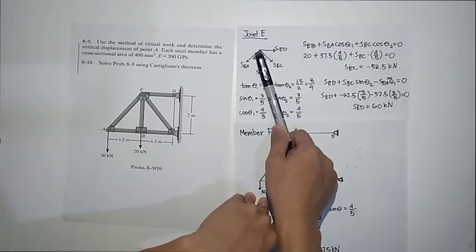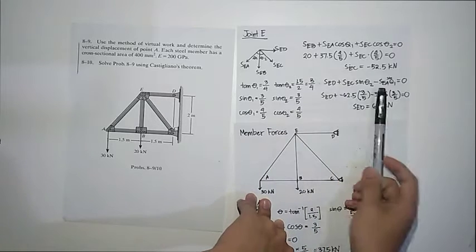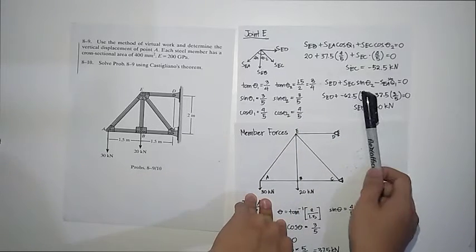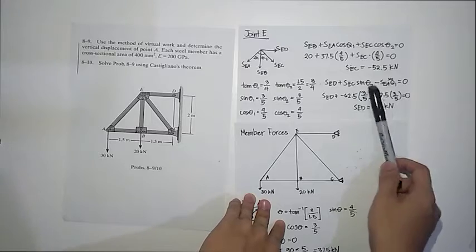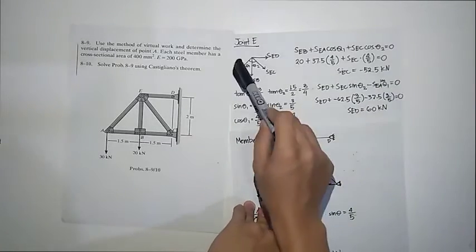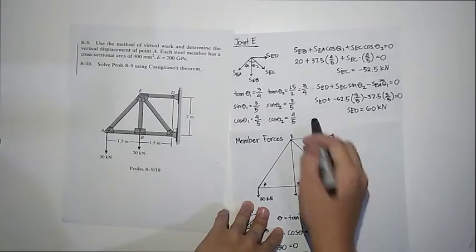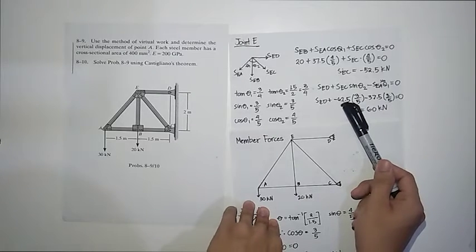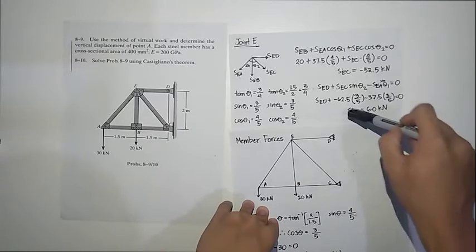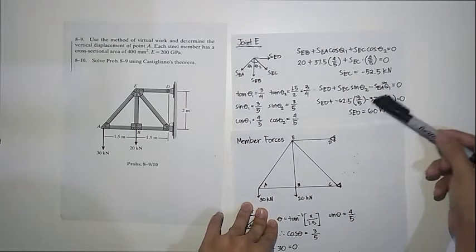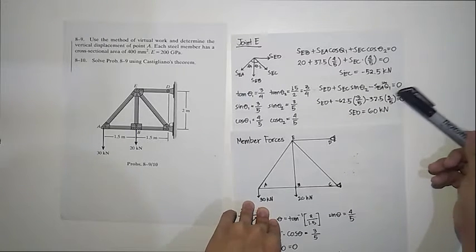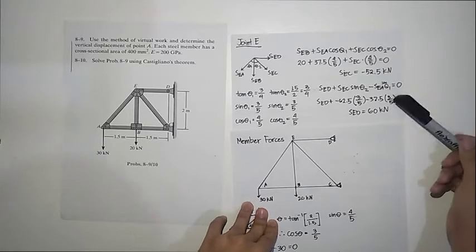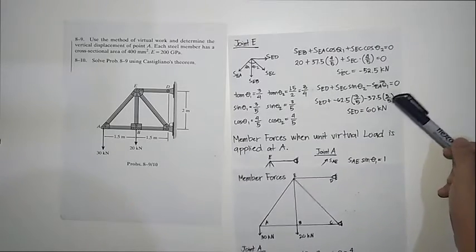Susunod naman ay ang member ED. So, ito lang pong solution: SED plus SEC sin theta 2, and SEA sin theta 1. Sin po kasi x-axis, equals to 0. So, SED plus negative 62.5 yung na-solve po natin na SEC kanina, times 3/5, minus 37.5 times 3/5. So equals to 0. So, now, SED is equals to 60 kN.